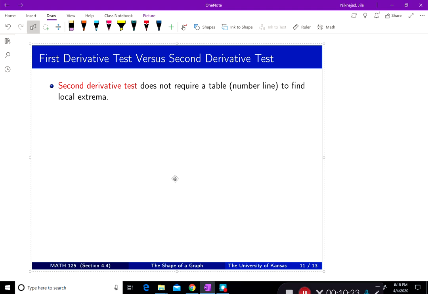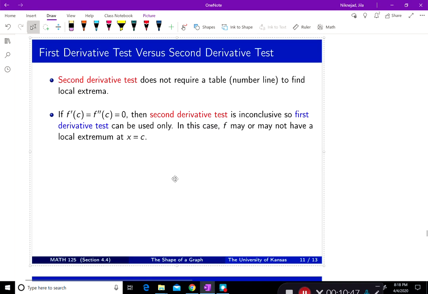Okay, so now I want to discuss the differences that we observed. The second derivative test does not require a table or number line to find the local extrema. Sometimes this is a good thing for us because it's much easier not to put test points in and evaluate things, just find the second derivative and plug in there instead of a lot of test points and other things. If f prime of c is equal to f double prime of c equal to 0, then the second derivative test is inconclusive. So the first derivative test can be used only.